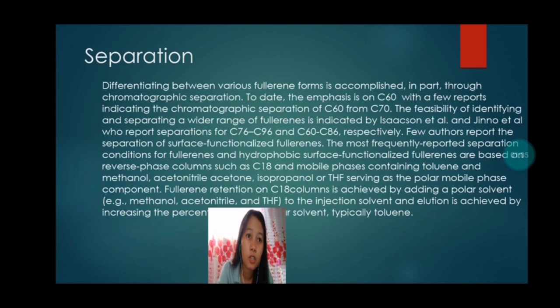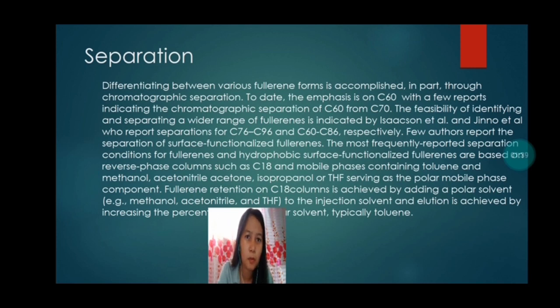Separation. Differentiating between various fluorine forms is accomplished in part through chromatographic separation. To date, the emphasis is on C60, with a few reports indicating the chromatographic separation of C60 from C70. The feasibility of identifying and separating a wide range of fluorines is indicated by Isaacson et al.